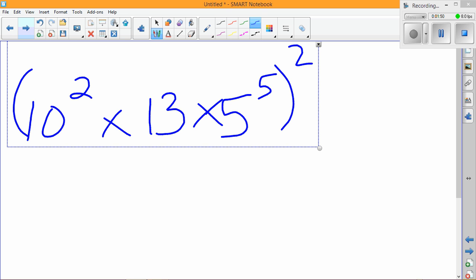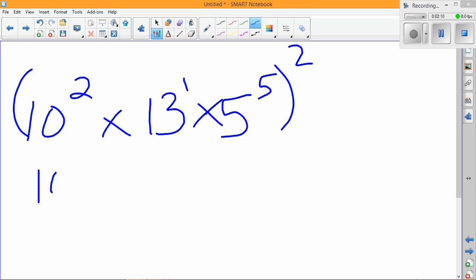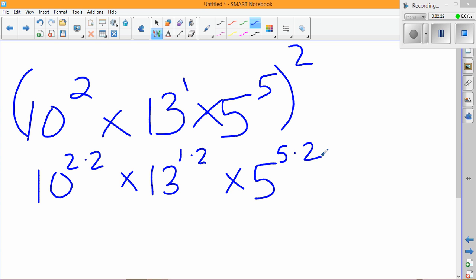On the next one, again, I have something similar to the variables. Now I have numbers, and some of them are exponents being multiplied together, all raised to a power. And the 13 does not have an exponent currently, but what we need to remember is when there's not an exponent written, the exponent is 1. So if I expand this out, let's distribute that 2. We've got 10 to the 2 times 2 times 13 to the 1 times 2 power times 5 to the 5 times 2 power. So simplifying that further, you have 10 to the 4th times 13 squared times 5 to the 10th power.